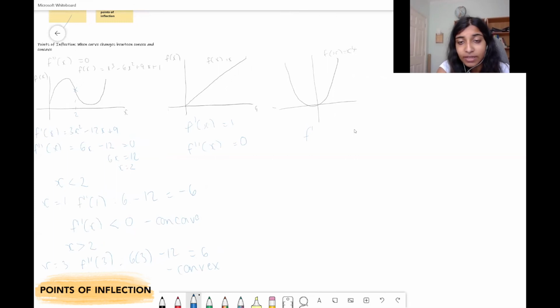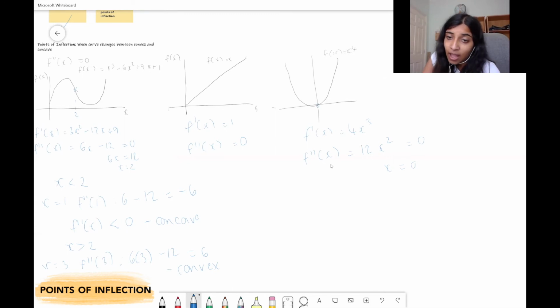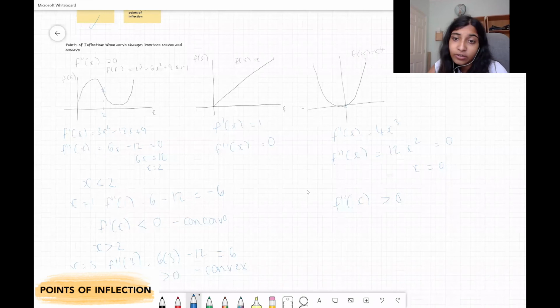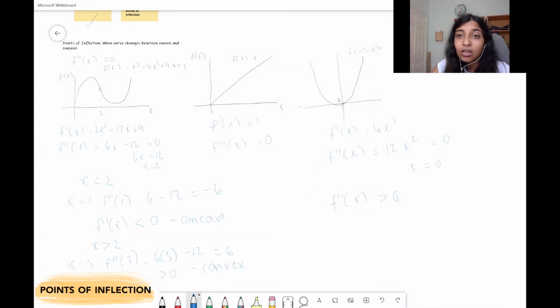If you were to do the first derivative, you would get 4x cubed, and then if you were to do the second derivative, you would get 12x squared, and when that is equal to 0, that's when x is equal to 0, so at this point here. But as you can tell, our f double dash of x would just be greater than 0 for all other values of x apart from 0.